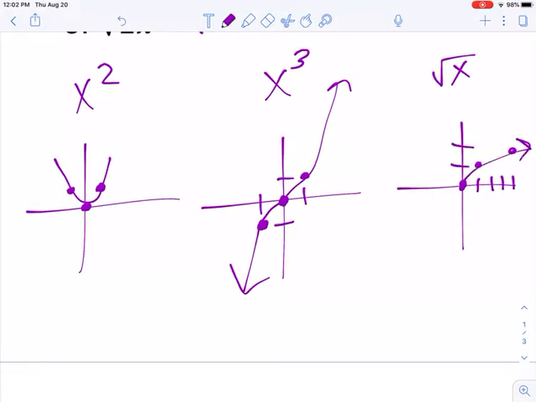Square root of x, 0, 0, 1, 1, 4, 2. Those are the 3 points you're going to worry about. See how quick those were to graph? If you have those coordinates either on your paper or in your head, then applying those shrinks or reflections or shifts are going to be very, very quick, okay? Remember, the point of this is to be quick with our graphs so that we can do other things with them, okay?